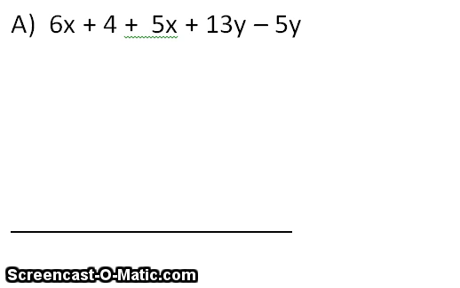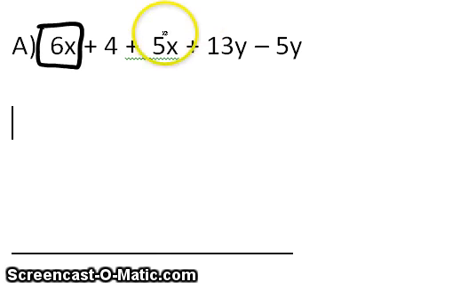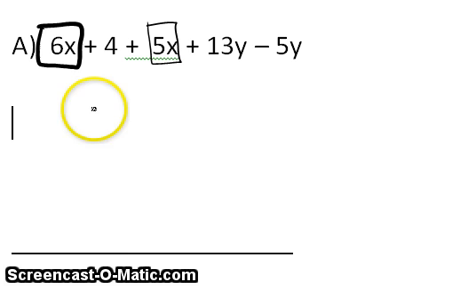So I'm going to identify my like terms that have an x with a square. So I have 6x² and I have 5x². Those are the exact same variable term because they both have that same x². 4 has no variable part, and there are no other terms that have no variable part, so 4 is by itself.